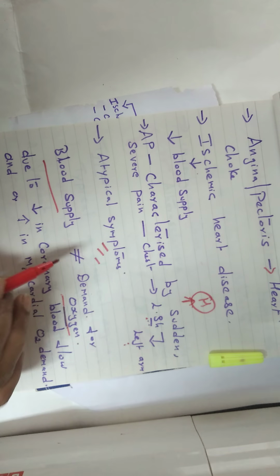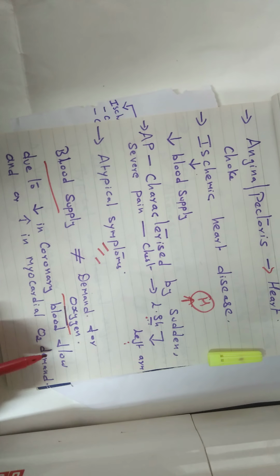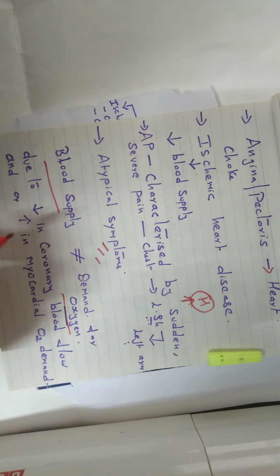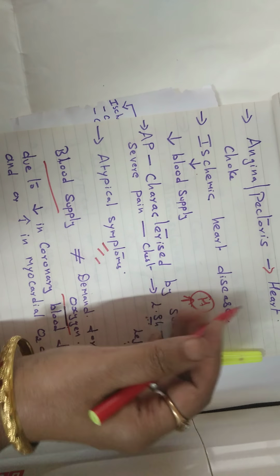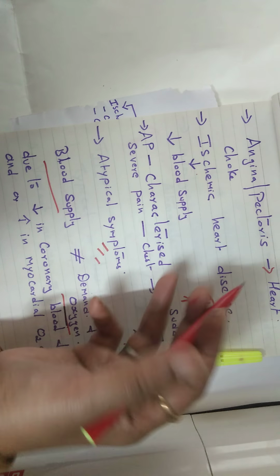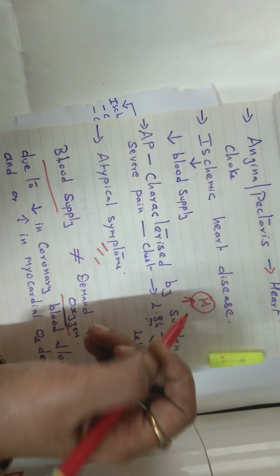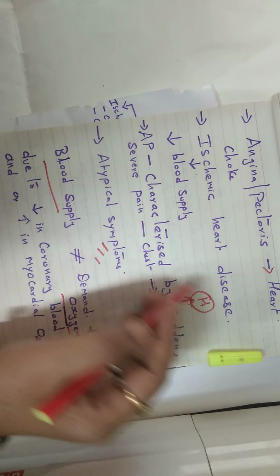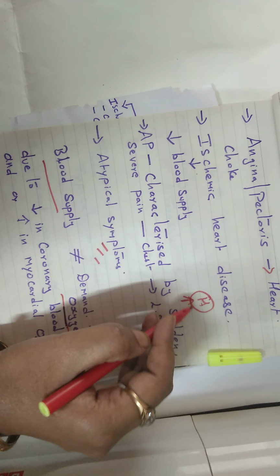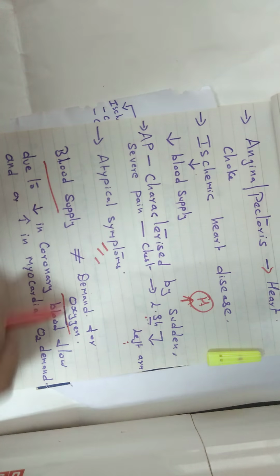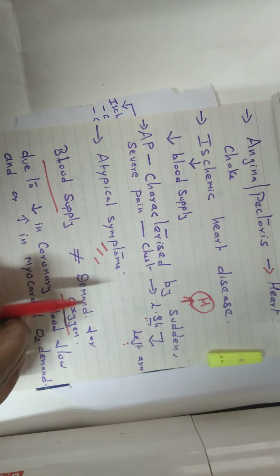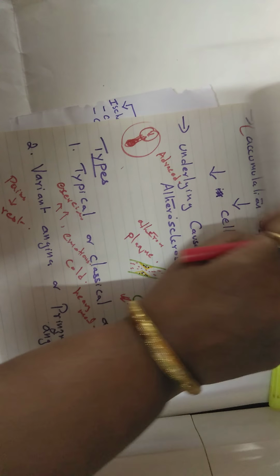This is mainly due to a decrease in the coronary blood flow, or in addition, an increase in the myocardial oxygen demand. Either the oxygen demand of the heart is increased, meaning the heart is overloaded and working more, or the normal supply of blood to the heart is reduced. Either of these or both can be the reason for this difference between blood supply and demand. So this is the reason for angina pectoris.